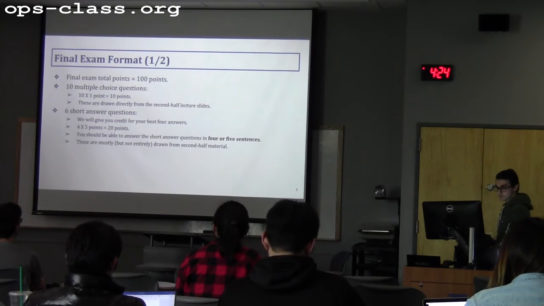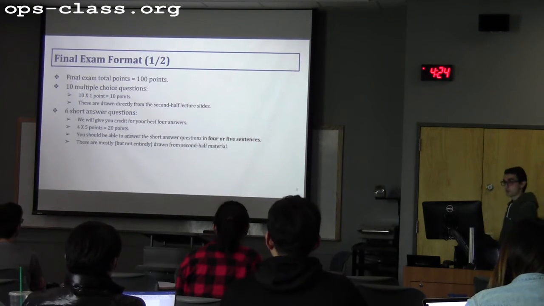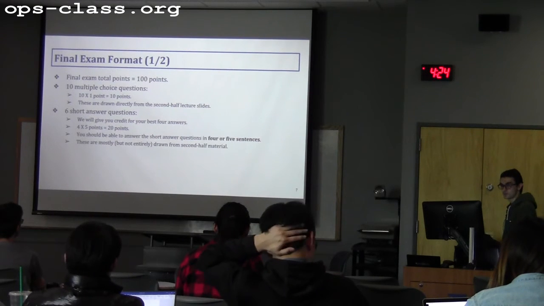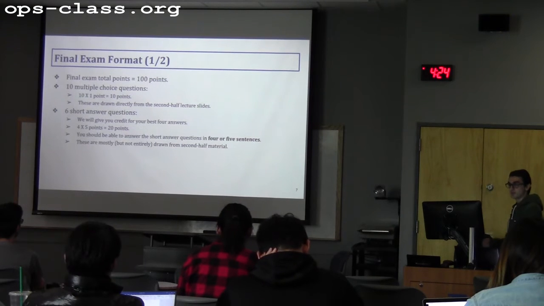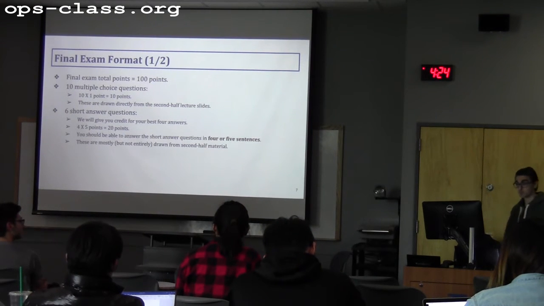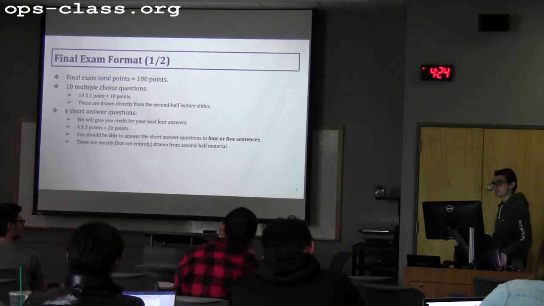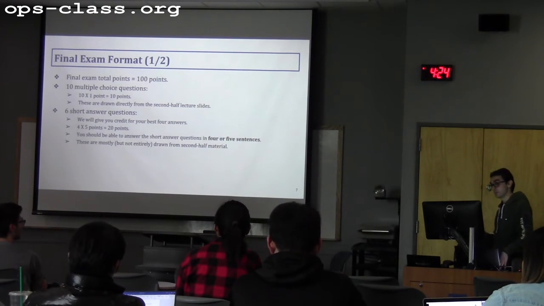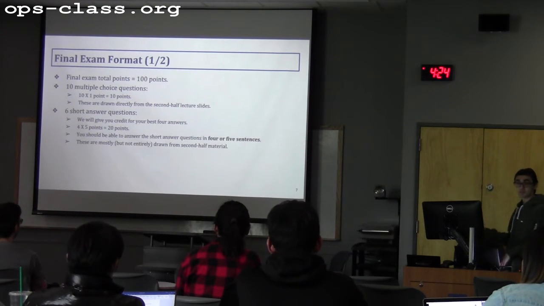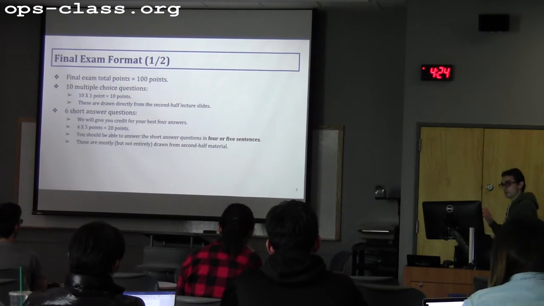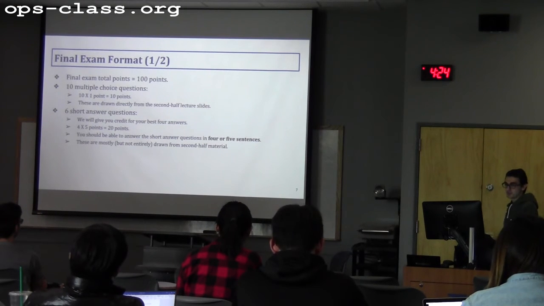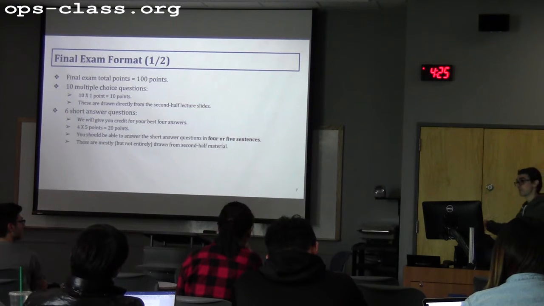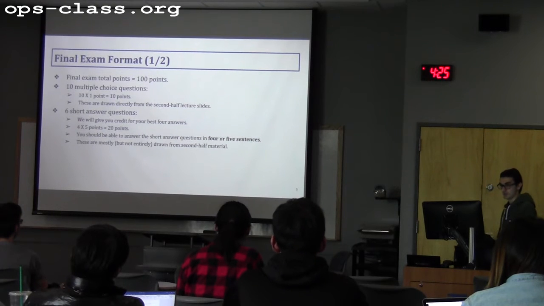Okay. So now let's go to the final exam format. The final exam is out of 100 points, divided as follows. First, you're going to have 10 multiple choice questions, similar to the midterm. Each one is worth 1 point, and those are directly drawn from the second half of the lecture. This information is based on last year's final exam. Most likely it should be correct, but still be ready. This is also given on the first page of last year's final exam, where you will see all this information.